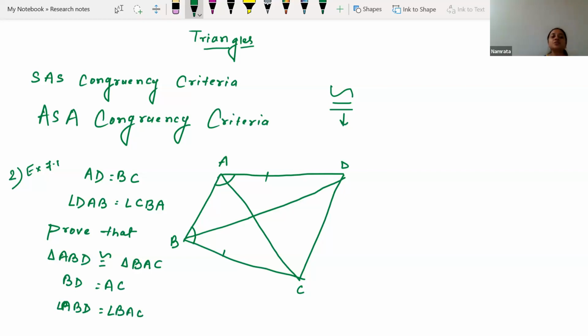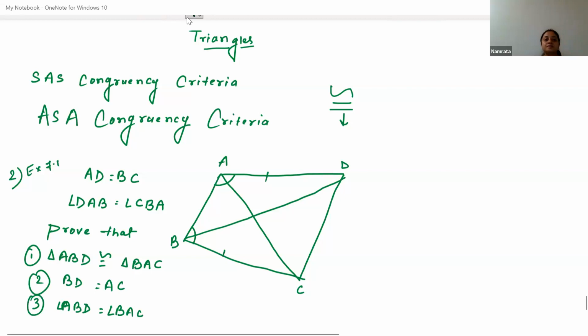So, which two triangles do we need to focus on? We need to focus on the first. This is the first part, this is the second part, and this is the third part. So, for the first part, triangle ABD and triangle BAC. Let me mark it, triangle ABD and triangle BAC.